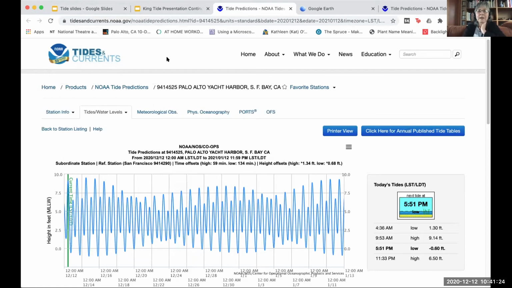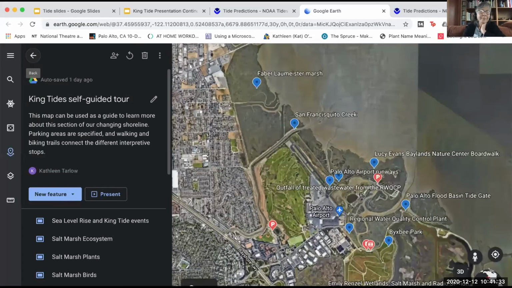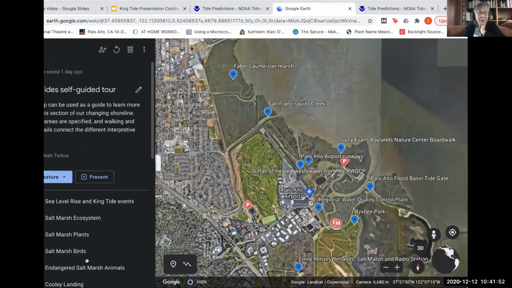All right, now I'm going to switch to our Google Earth map. And if we provide that link to you, you will get to where you can see it as a map, but also the opportunity to present. So you click here on present, and it'll run through each of the slides, which some of them are repeated from our presentation that we just did.